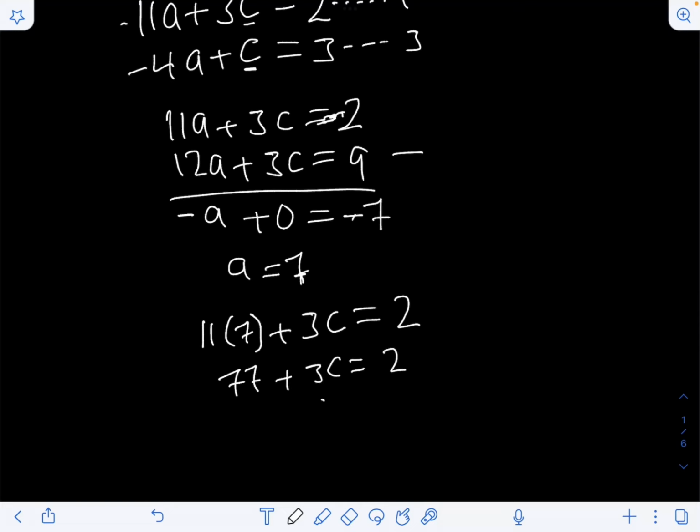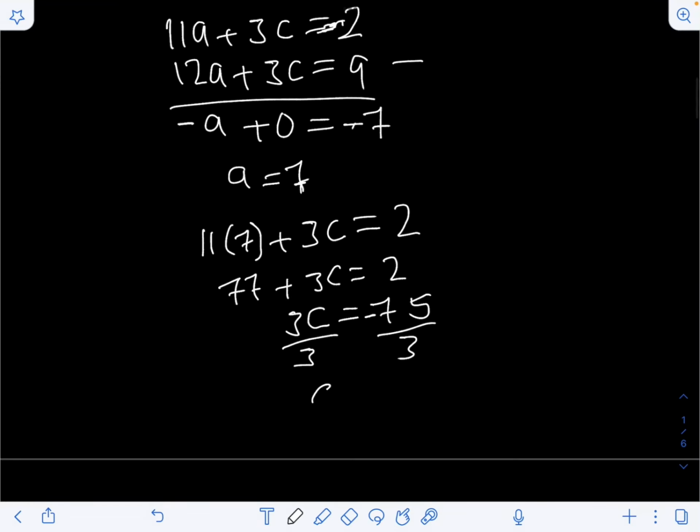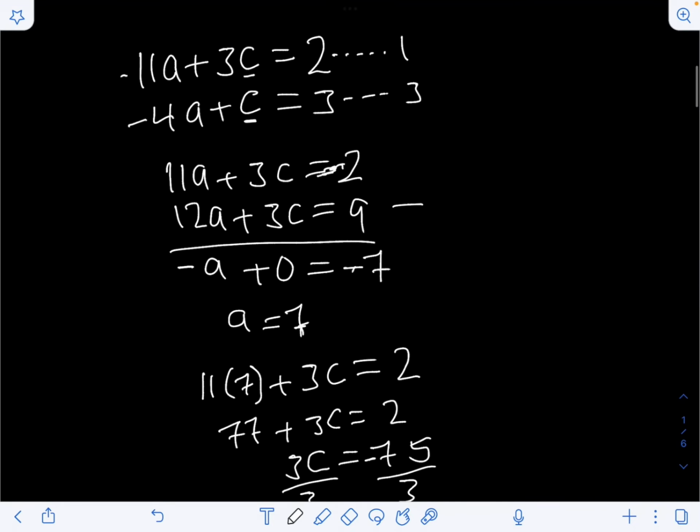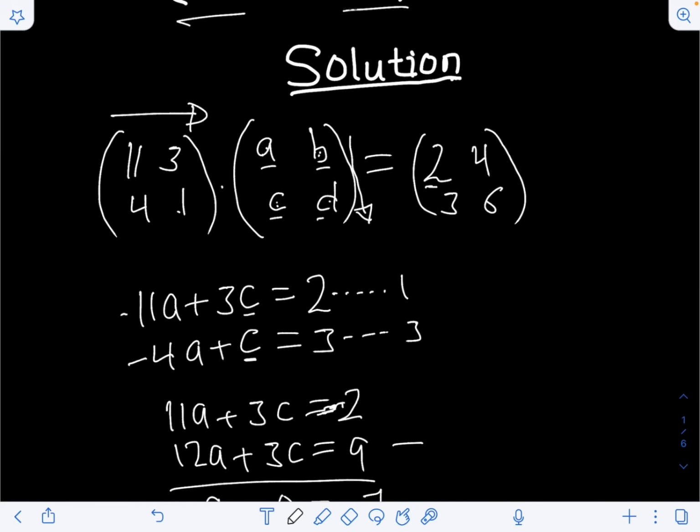Take the 77 to the other side. 3C should give us what? 77 minus 2 will give us 75, which is negative, okay? Because if you take the 77 to the other side, it will be 2 minus 77, which will give us negative 75. So divided by 3 here, divided by 3 here. So that means our C is negative 25. So that means we got the value of A and C. A is 7 and C is negative 25.